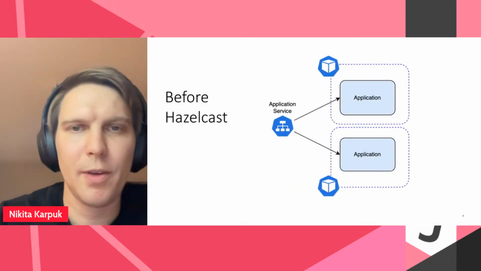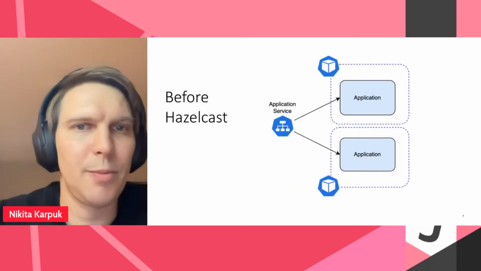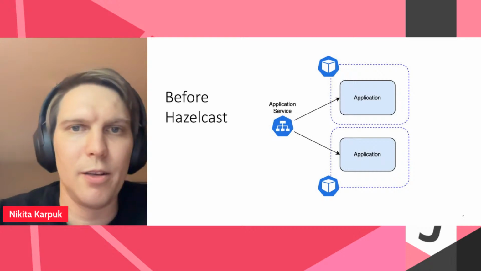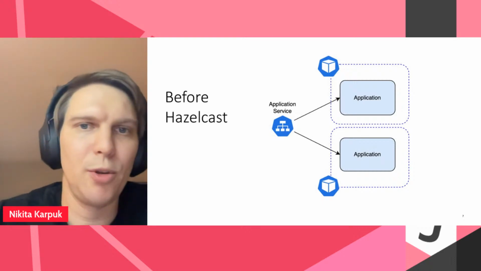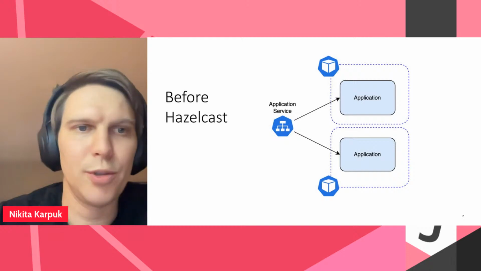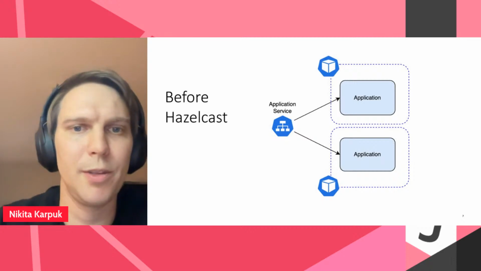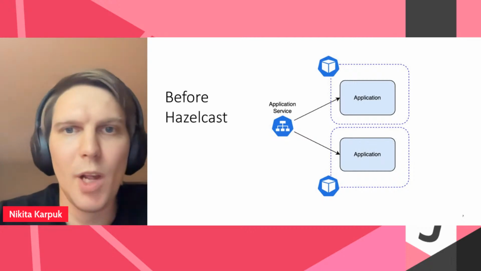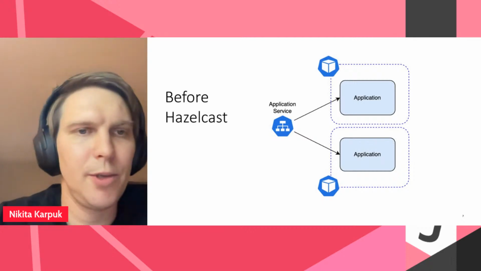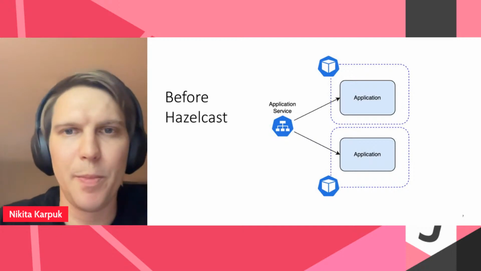Okay, let's discuss our application stuff. Here you see a very classic situation. We have a deployment with two pods. Inside each pod there is a container with our application, and we have an application service that distributes traffic between the two of them. It works fine until we need to do some synchronization.